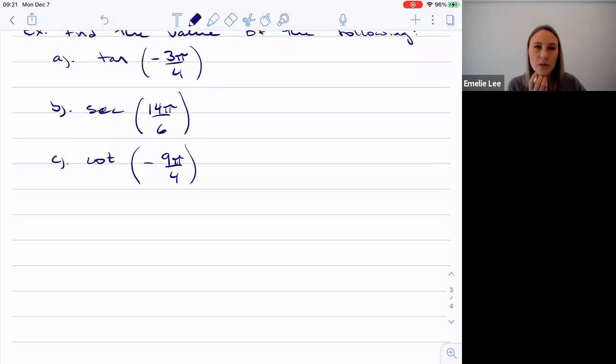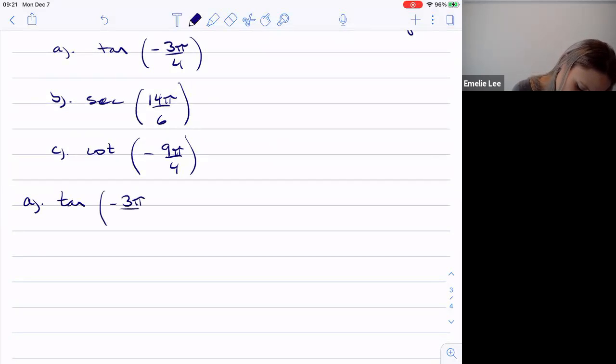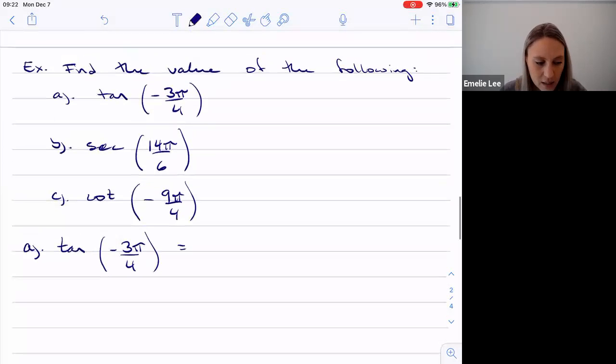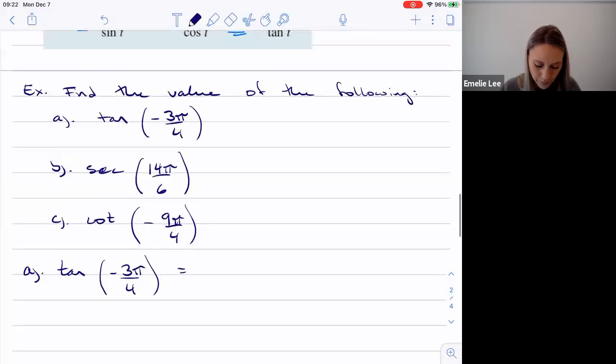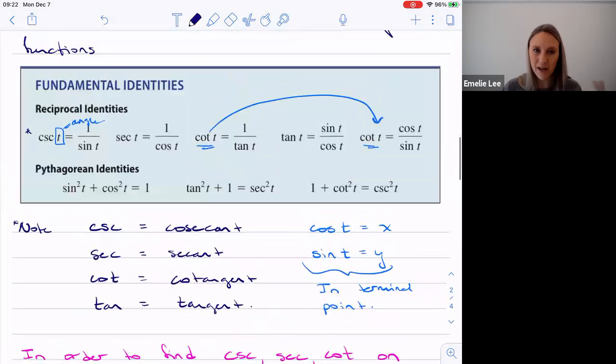Okay. So what I want to do is the tangent one together, and then I'll give you a little bit of time to work through the secant and the cotangent. And then, of course, we'll go through it together. The tan of negative 3 pi over 4, okay. What is the tangent, right? We know it's some sort of mashup of sine and cosine, just which one? I'm going to use the sine of t and the cosine of t.